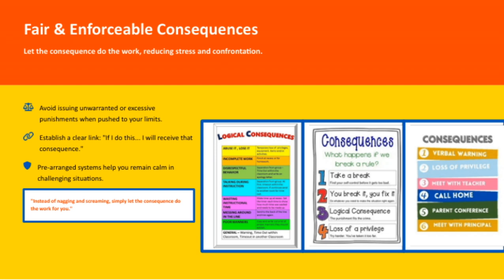It's important to avoid issuing unwarranted or overly harsh punishments when I feel pushed to my limits, because that can escalate tension. Instead, I let the natural consequence happen, which reduces stress and confrontation for everyone involved. Remember, fair and enforceable consequences are crucial. They help create a consistent environment where expectations are clear, and everyone understands what will happen if certain behaviors occur. This approach aligns with the overall goal of maintaining a calm, respectful, and effective discipline strategy.